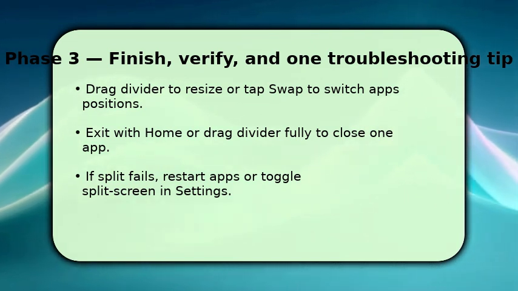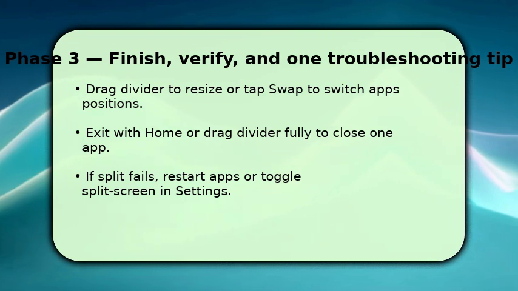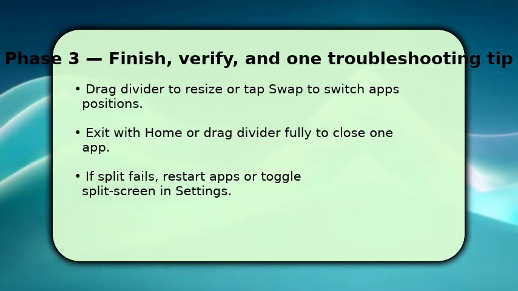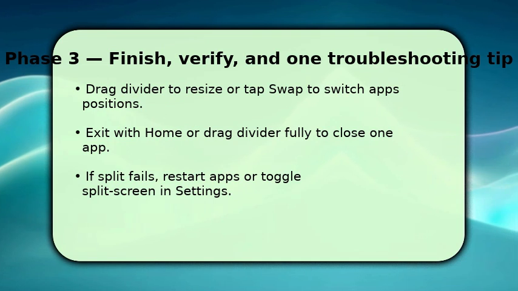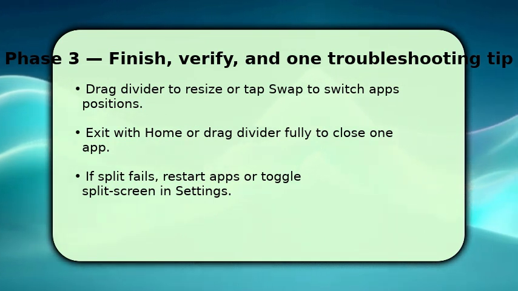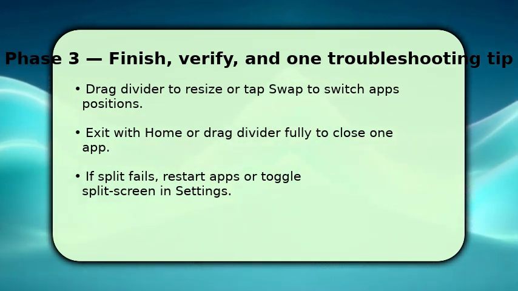If split screen won't start, force close both apps and retry or reboot the phone. Also check Settings, Intelligent Assistant, Split Screen to ensure the feature is enabled. This single step fixes it.